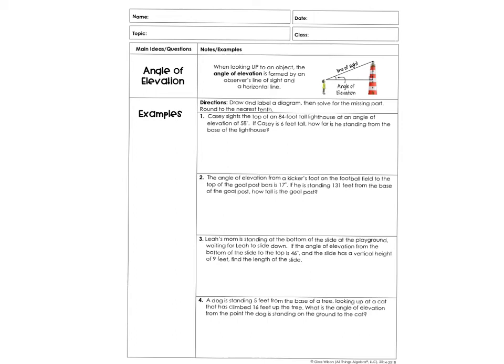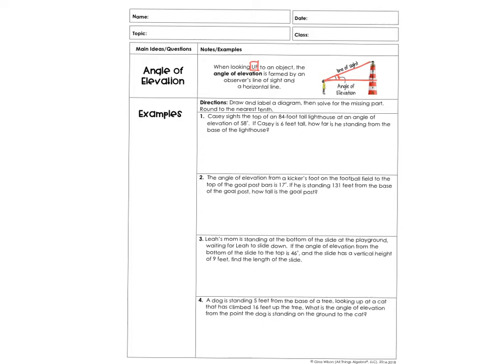Hey guys, today we're going to be looking at the angle of elevation and the angle of depression. When looking up to an object, the angle of elevation is formed by an observer's line of sight and a horizontal line. So, line of sight and a horizontal line, and the angle of elevation is formed here. And just remember, it's when you are looking up. Elevation is up. If you're elevating something, you are looking up.